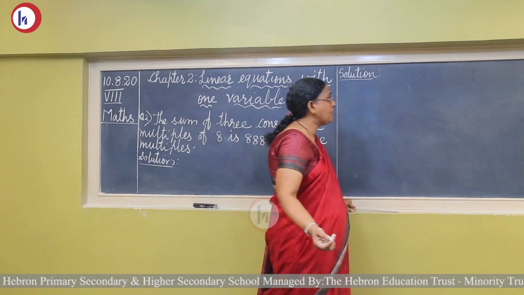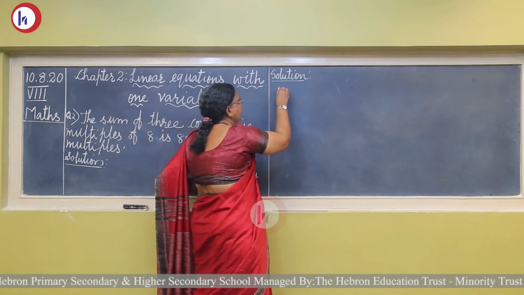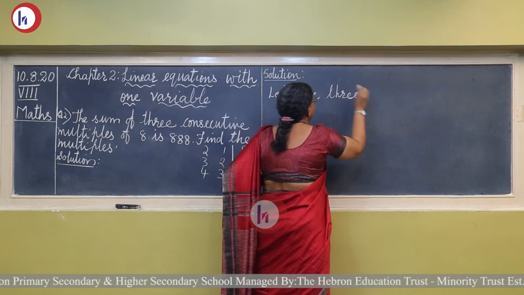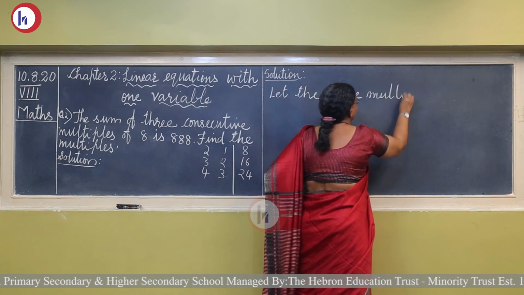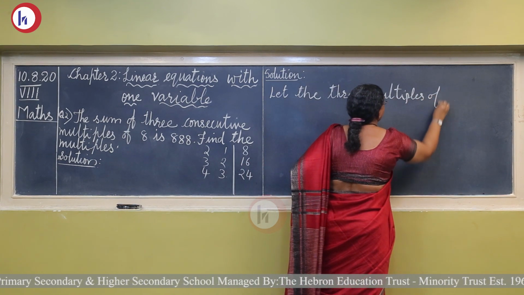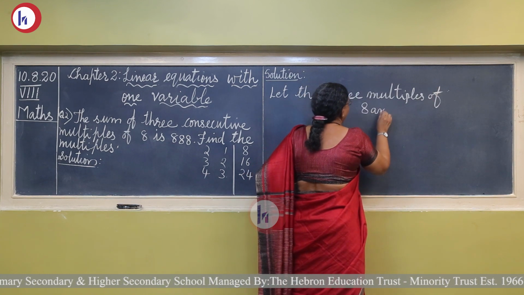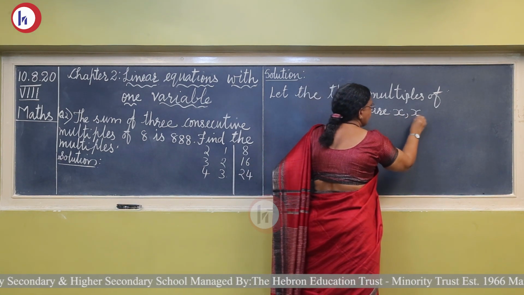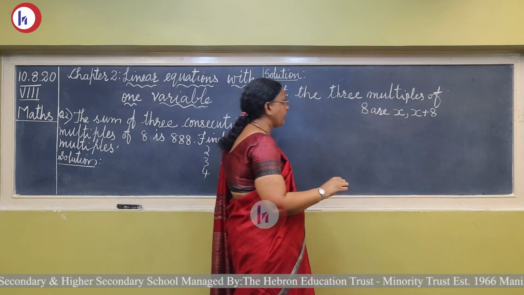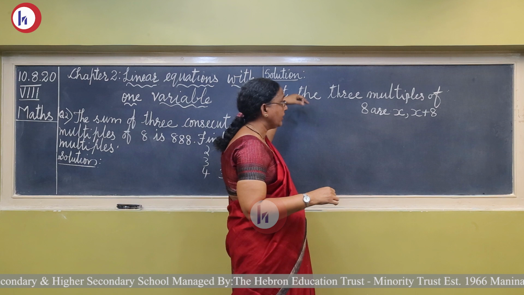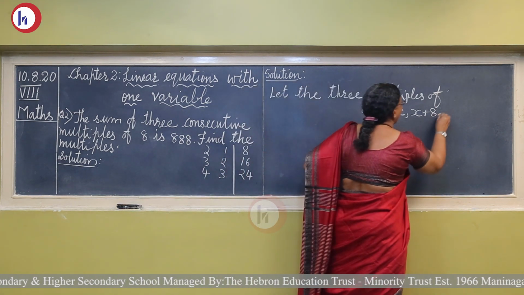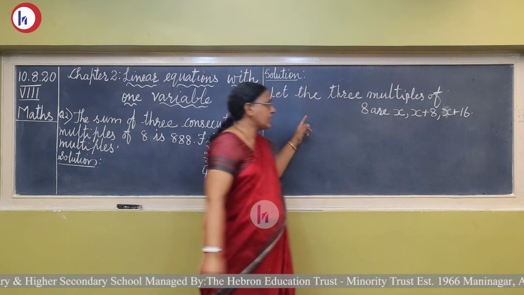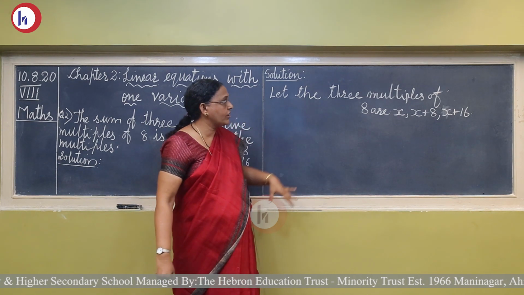So let the 3 multiples of 8 be: the first one we take as x, the second one is x plus 8, because the second is the first one plus 8, and the next will be x plus 16. Now from this we can find the value of x and all the 3 multiples.